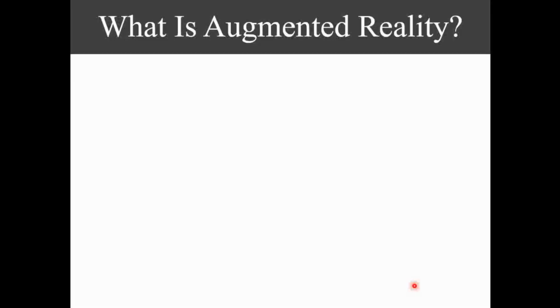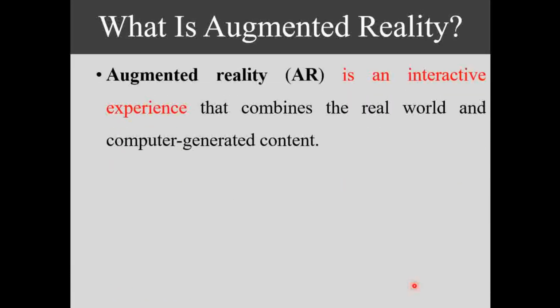Okay, so next one, what is augmented reality? Augmented reality, generally known as AR, is an interactive experience that combines the real world and computer generated content. Means it combines real world and computer generated content. Means real world and virtual world. It is a combination of these two, is called augmented reality or AR.